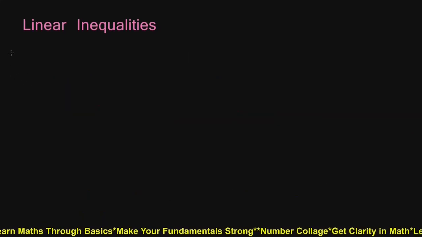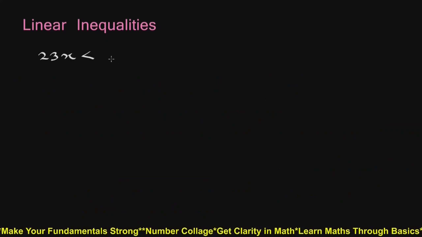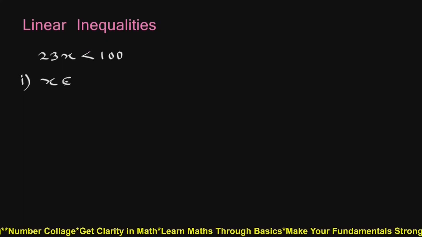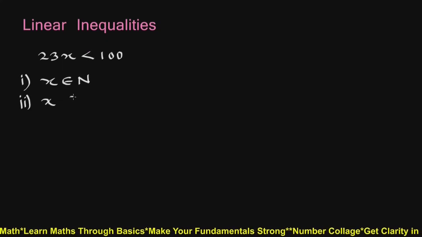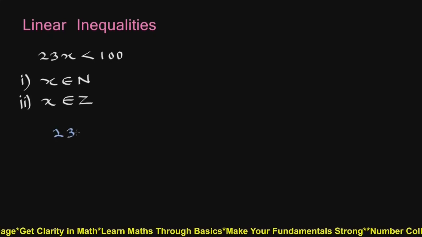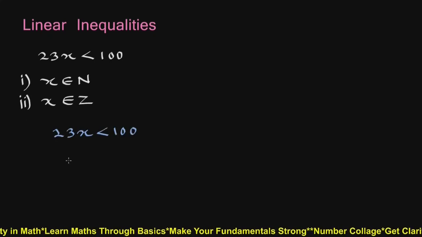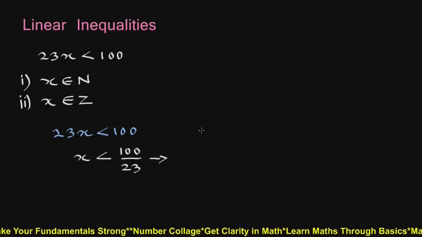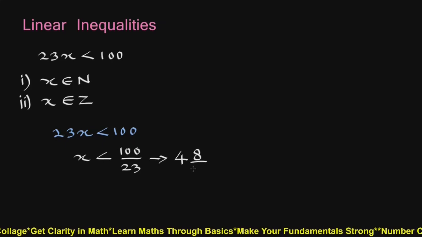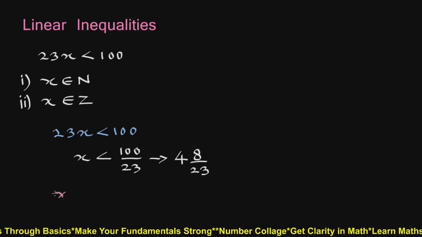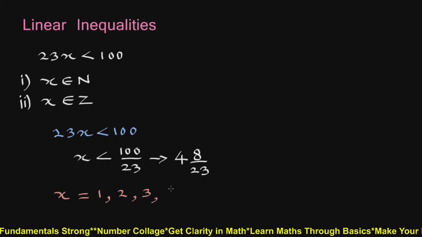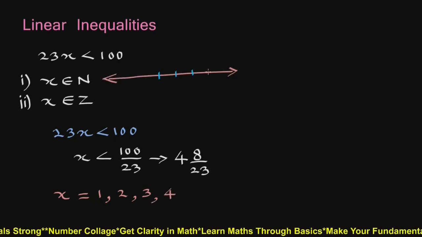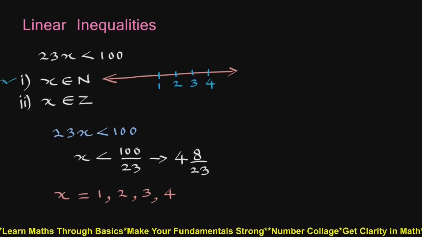Let us see how to solve 23x less than 100, where number 1, x is a natural number, number 2, x is an integer. 23x less than 100 gives us x less than 100 upon 23, which is 4 integer 8 upon 23. So x will be 1, 2, 3, 4, and this can be shown on a number line 1, 2, 3 and 4. So this is about the first question.